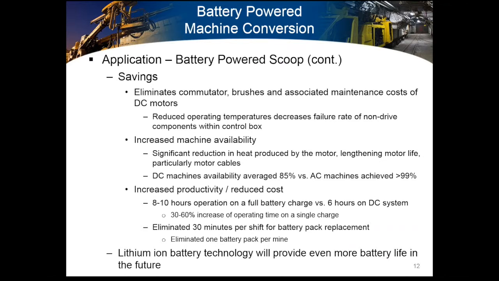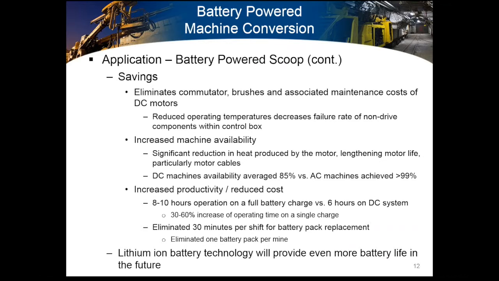What this mine in particular saw was that a DC machine had a general availability of about 85%, and their AC machines, once installed, were over 99%. Part of that benefit was the fact that with an AC machine at 240-volt DC battery power, we were able to go between 8 and 10 hours, so a full operating shift on a single charge.